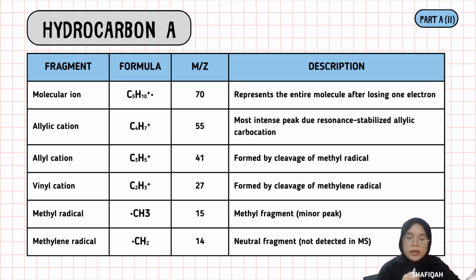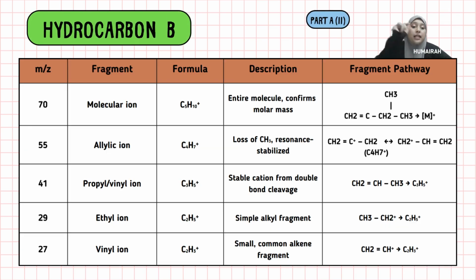So the most intense peak is at m/z 55 due to the stable allylic cation. This table summarizes the major peaks detected in the mass spectrum of hydrocarbon B. Each mass-to-charge ratio value corresponds to a specific fragment ion, and the pathway shows how the molecule breaks apart during the ionization.